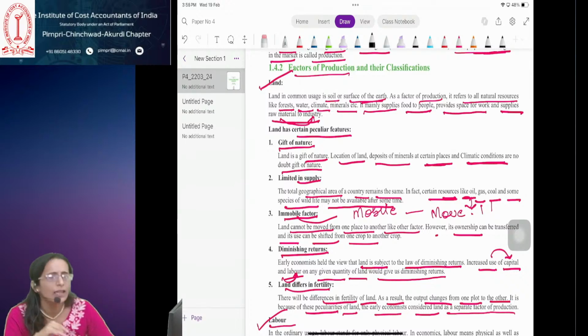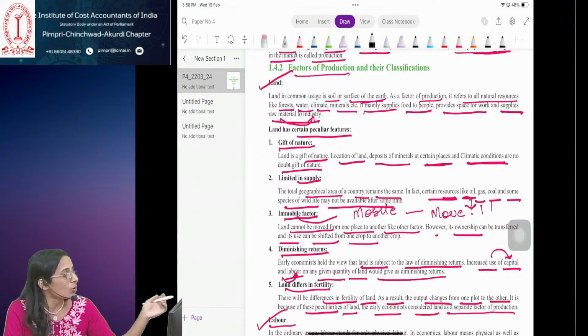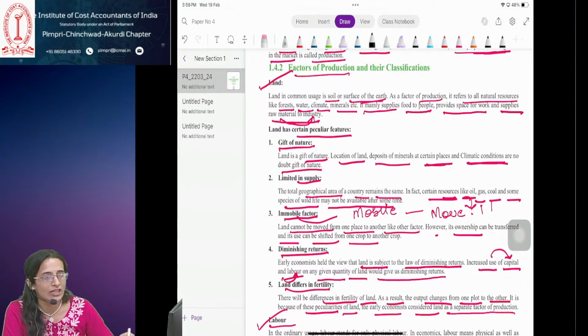Next, what they are saying, immobile factor. What is an immobile factor? It means, can land move from one place to another? Can I shift the place of this ICWA chapter near to my house because it is very far away? Can I do this? No, it is not possible. It is not feasible, right? So land cannot be moved from one place to another. That is what they want to say in the case of an immobile factor.